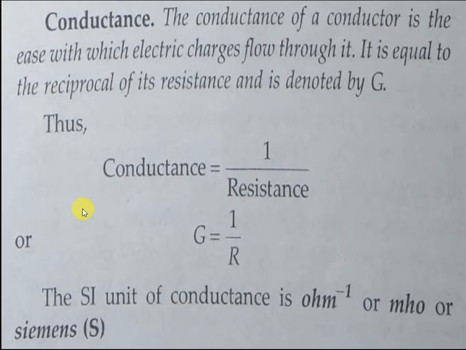So conductance is the opposite of resistance. Resistance tries to oppose the current, and conductance allows the current, and this is just the reciprocal of resistance. So G is equal to 1 by R, and the SI unit is ohm inverse, and we can write mho also, ohm inverse, or Siemens, S.